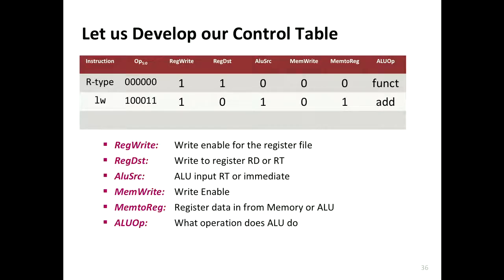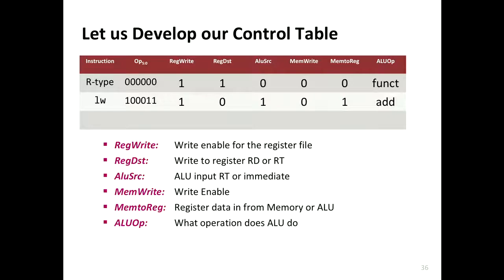Similarly, you are going to write into RT and not RD because it's a load word instruction, and you don't have the third operand. So you're not going to have a destination like RD register. Instead, you're going to use RT, so it's going to be 0. And ALU source. What's the ALU source? Which one will you choose? You're going to have to choose from the immediate value as well, right? So you have to have a 1 there, and then there is no memory write because it's a load word.